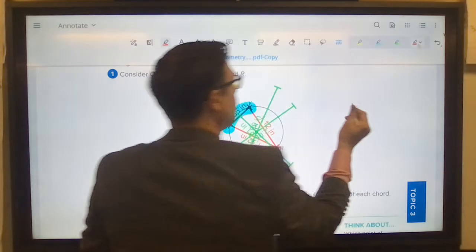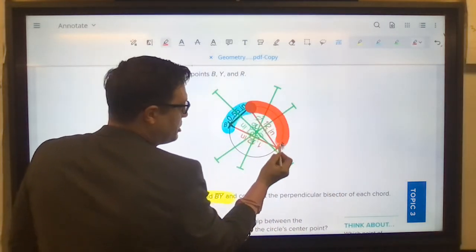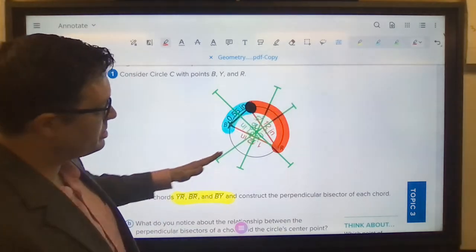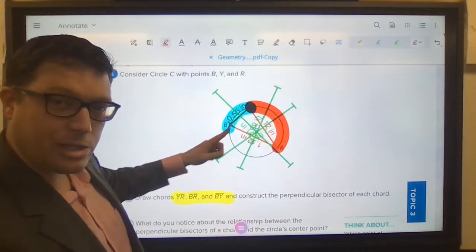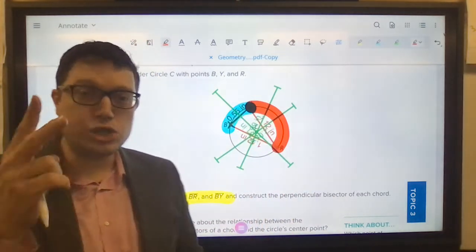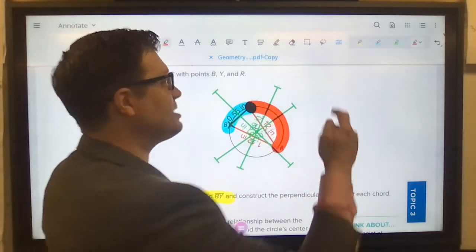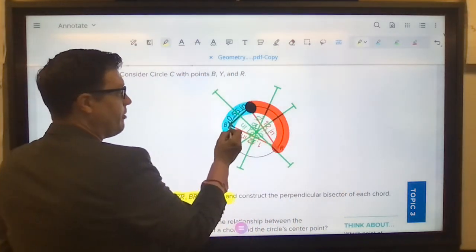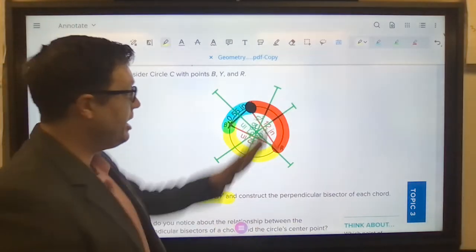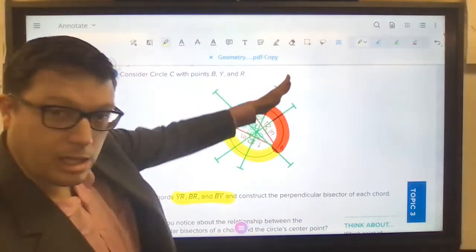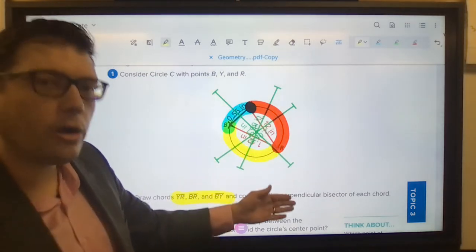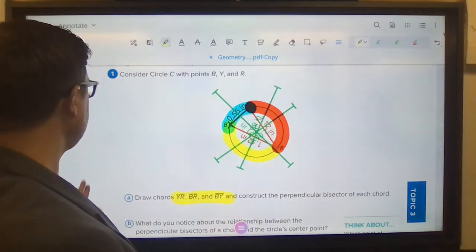Is that also true when we go along this intercepted arc? The chord is cut by this perpendicular bisector. It goes through the center, but it also cuts that arc into two equal pieces. Last one, just to prove the point, from B all the way around to R. It looks like this perpendicular bisector to chord BR also bisects the arc BR into two sections.